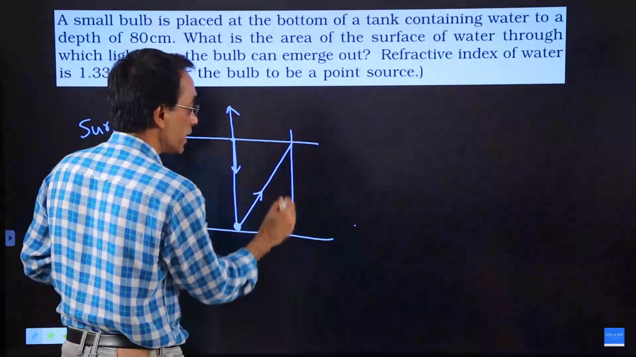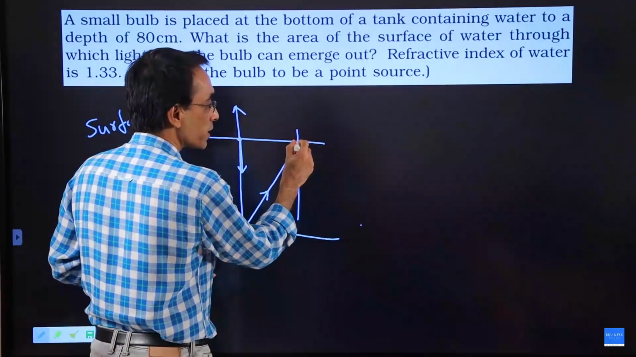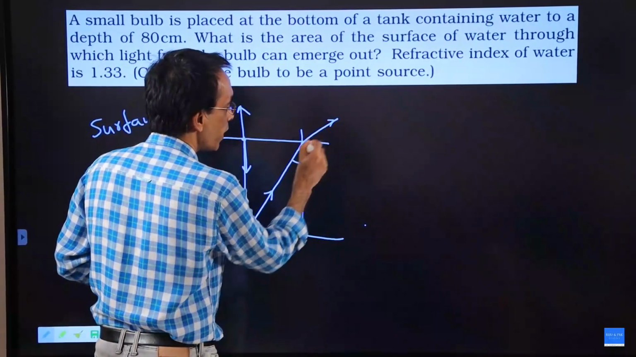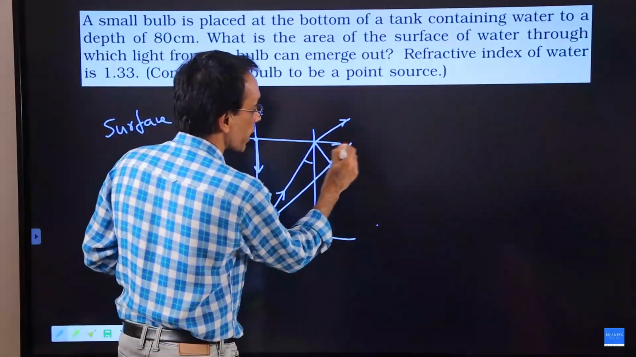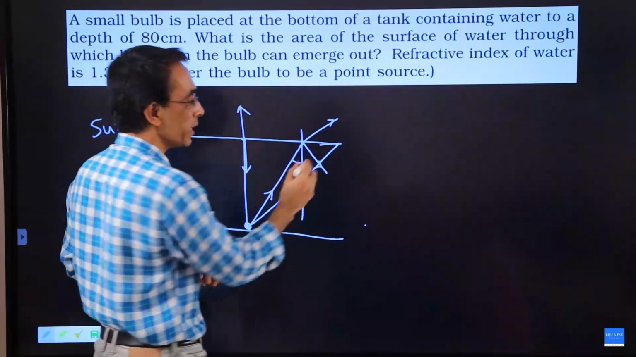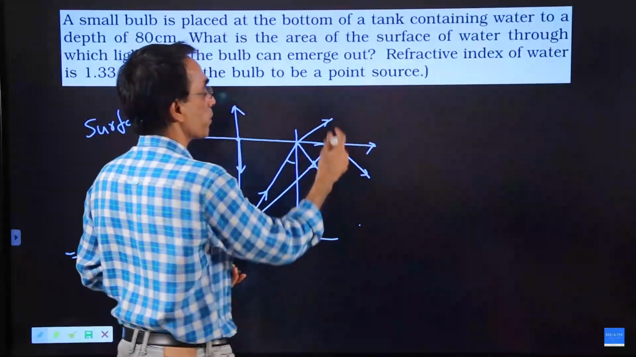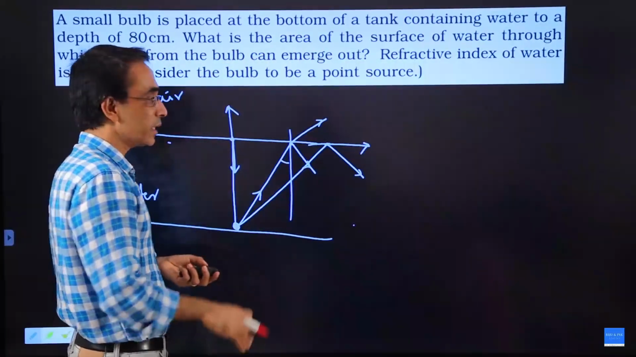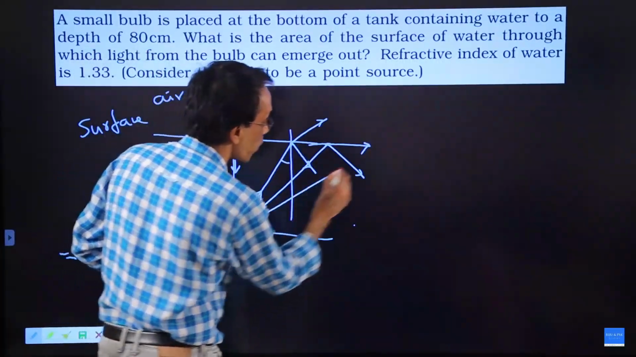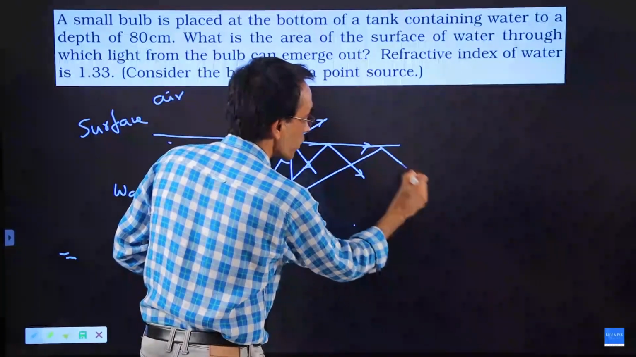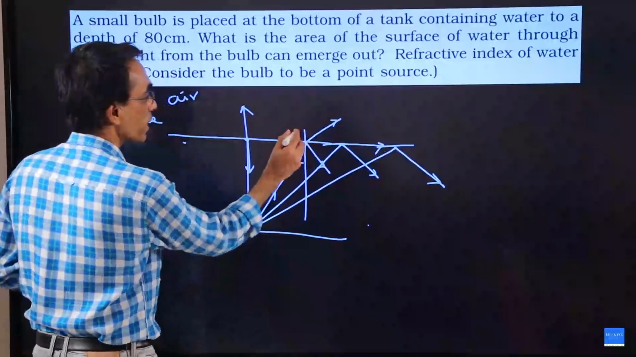Suppose this angle is less than the critical angle. What will happen? There will be refraction as well as reflection. Suppose it is equal to the critical angle, we studied, there is reflection, but there is no refraction to the second medium. Light will not go to air. It will go along the interface, but it will not go to air. If this angle is more than the critical angle, then light will be completely reflected back. That's what we studied.